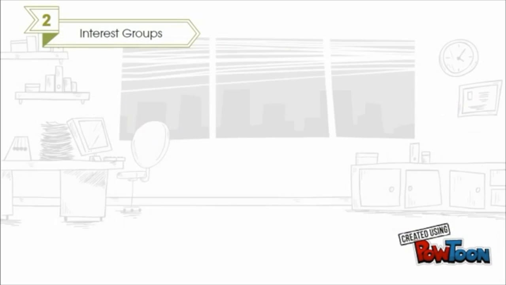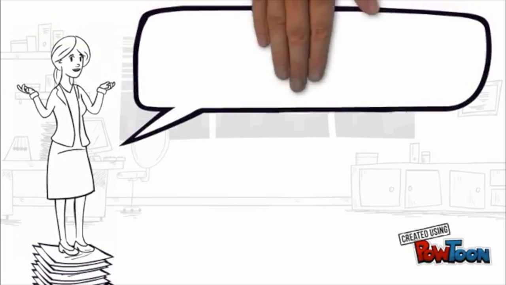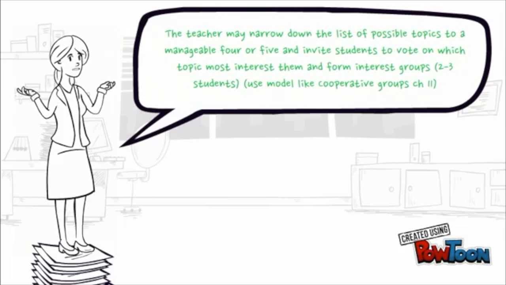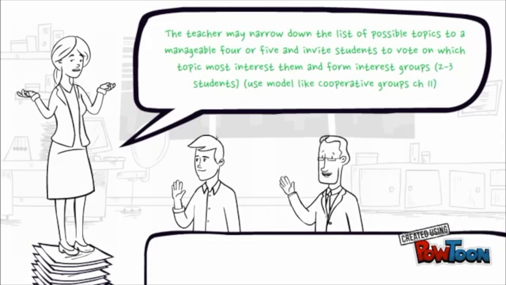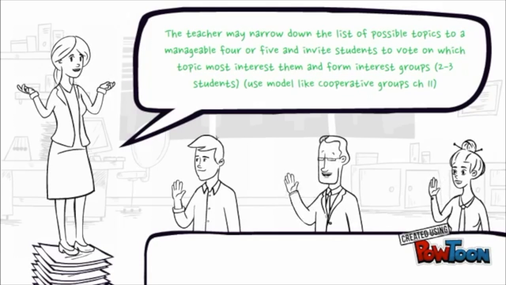Step 2, interest groups. This is the step where the teacher gets to narrow down the list of possible topics to a manageable 4 or 5, then allows the students to vote on them. Once the students have a topic that interests them, they group up with other students, about 2 to 3.